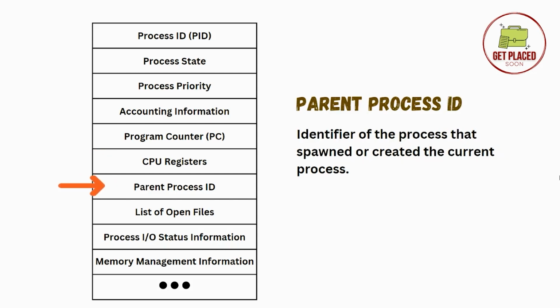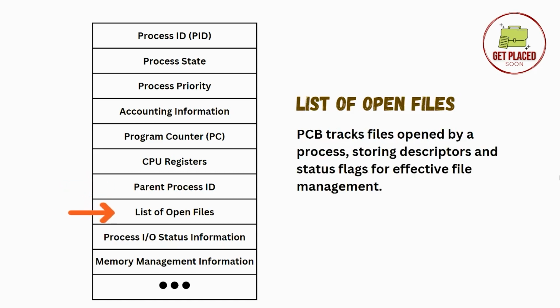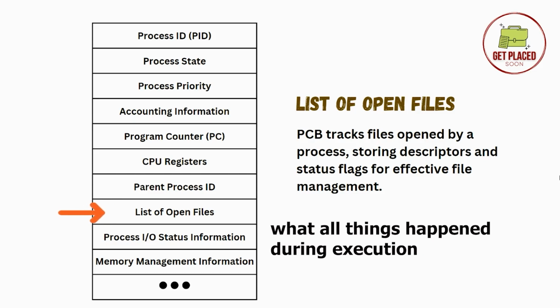Moving ahead, we have parent process ID. If you have watched my previous videos, you must have understood that from one program multiple processes are generated, and from one process multiple processes can be created or spawned, right? So parent process ID notes the information from which the current process is created. Okay, moving ahead, list of open files. So this PCB tracks the files opened by the process, what all things it used, how much time it is used. So it has the detailed information of what all things happened during execution. That is nothing but list of open files.